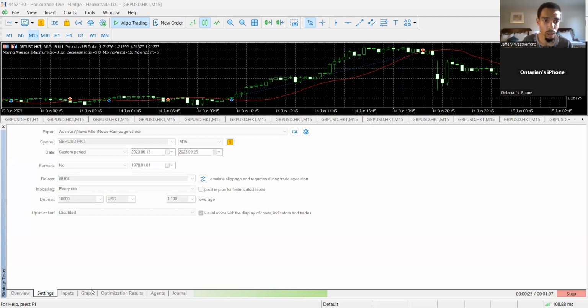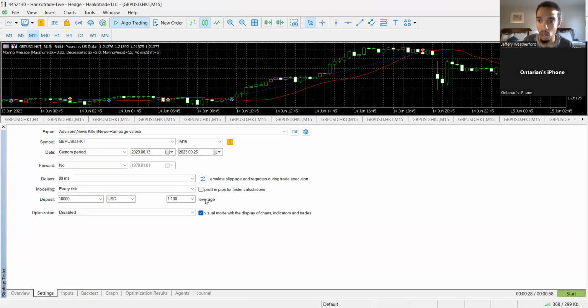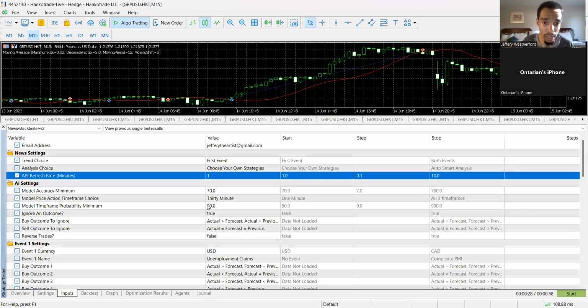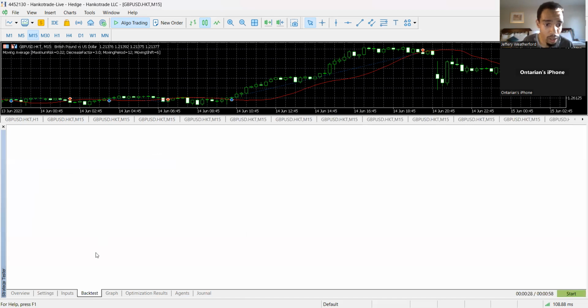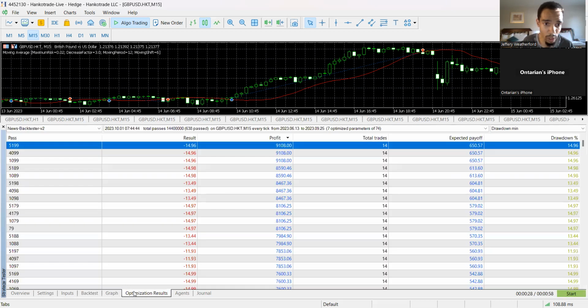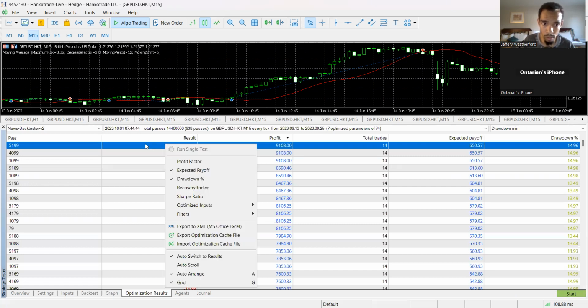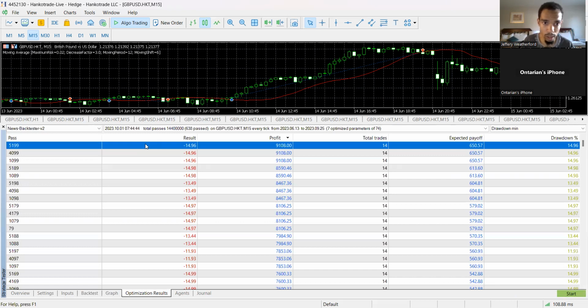Well, it's already up 10%, but I'm pretty sure this is not the setting that I was trying to run because it is going into News Rampage mode, which means it does not care what's going on the chart. It will trade in the direction of the fundamental outcome. So let's see, 14 trades.